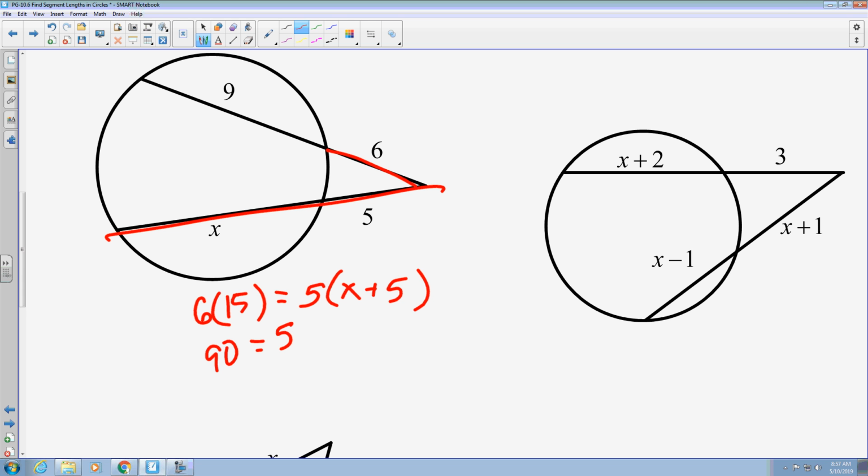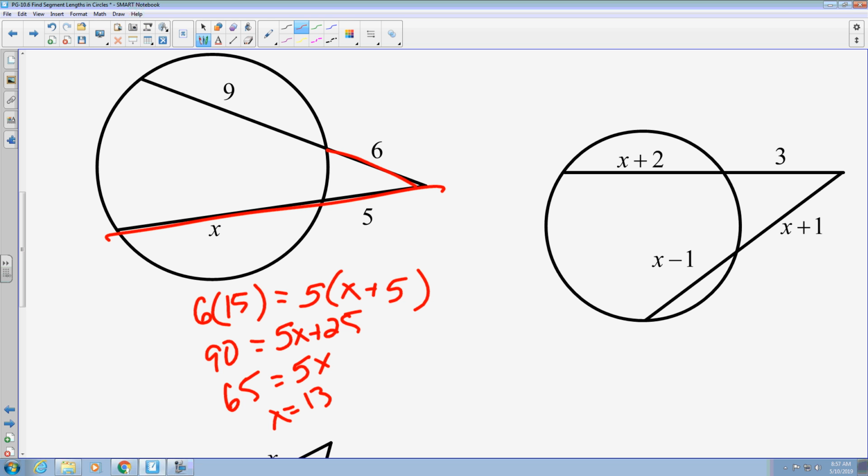And distributing this, I get 5x plus 25. Taking 90 subtracted by 25, I get 65. And so that's 5x, divide that by 5, x equals 13.